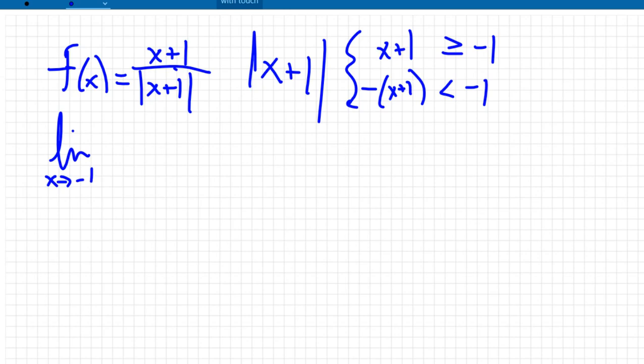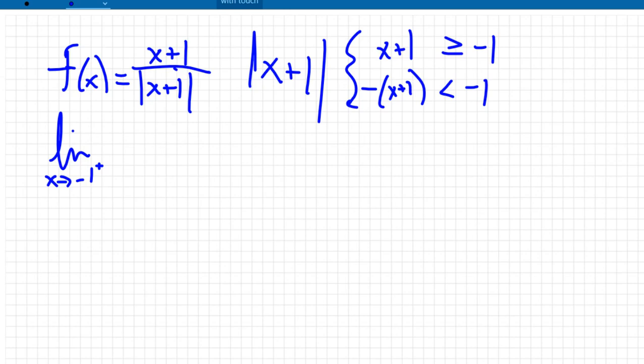So if we evaluate negative 1, we get a 0 in the denominator. We can't do that. So let's start from the positive side. We're concerned with this first part of the piecewise function. The absolute value of x plus 1 is equal to x plus 1 whenever we're finding a limit greater than negative 1.